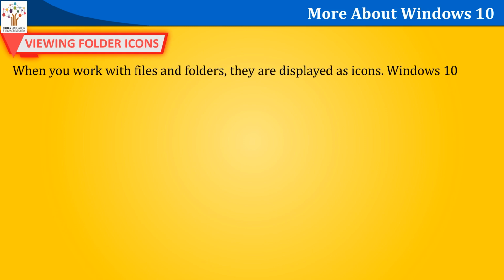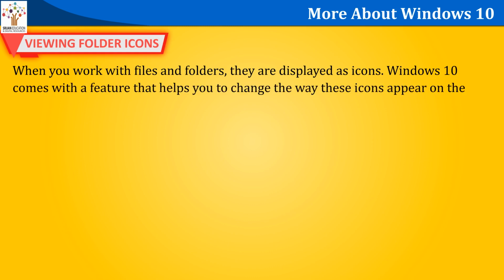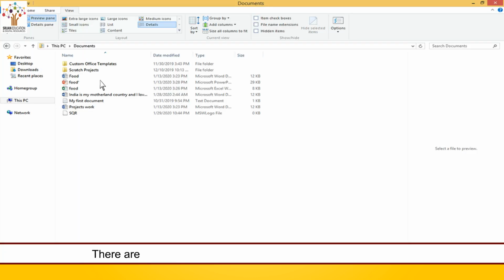Viewing folder icons. When you work with files and folders, they are displayed as icons. Windows 10 comes with a feature that helps you to change the way these icons appear on the screen, making it more readable and user-friendly. There are 8 different folder view options available in Windows 10.